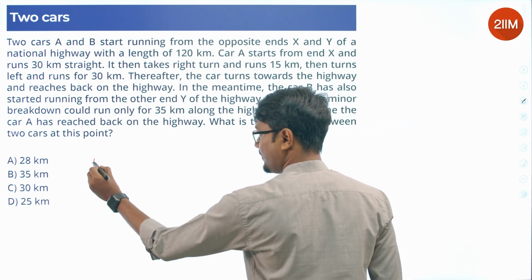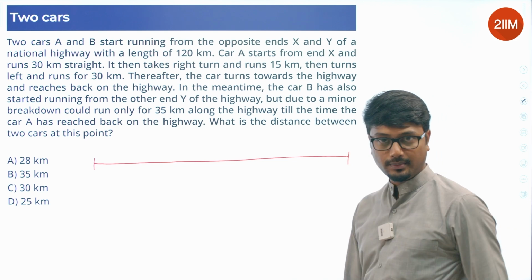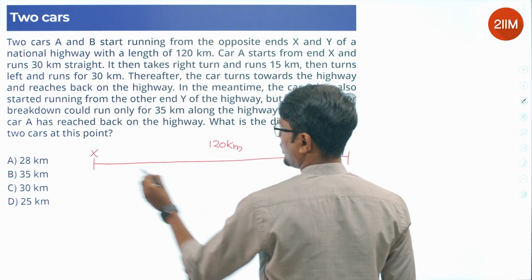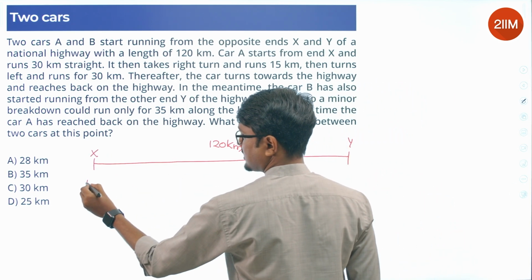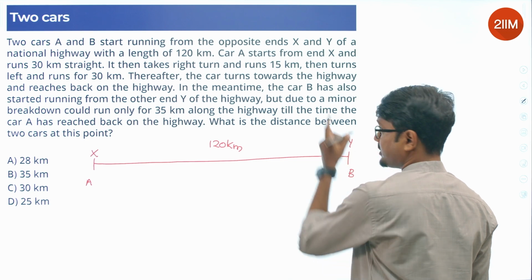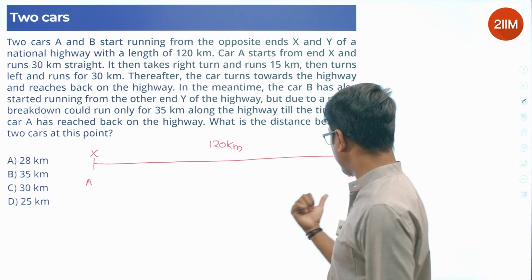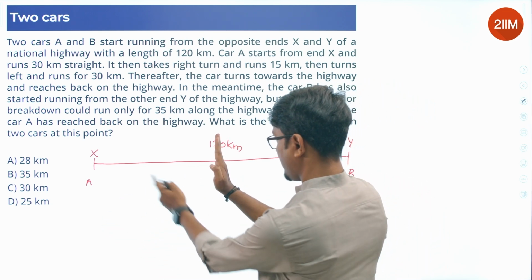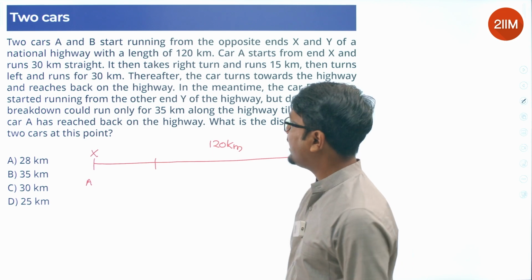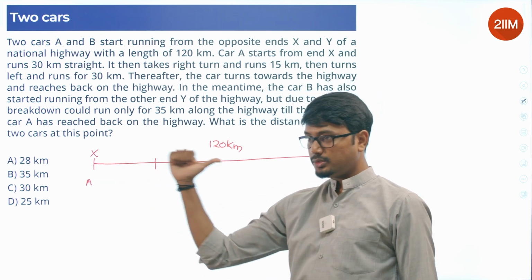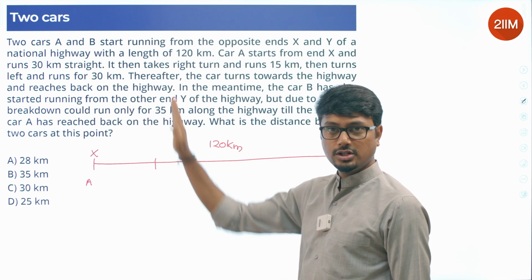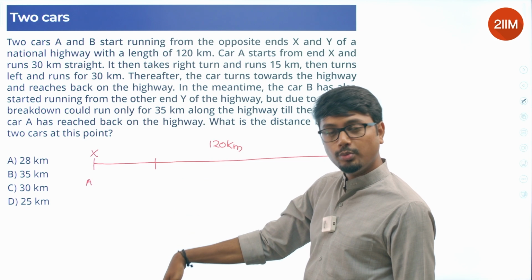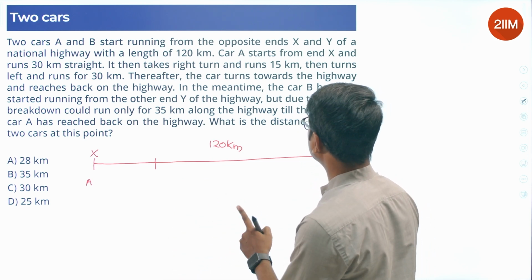Okay, so let's say this is 120 km, and this should be point X, point Y. Let's imagine car A, car B here. As per the data given, car A started from point X, car B started from point Y. So car A runs for 30 kilometers, somewhere here, and turned right. So when the car moves this way, towards east, let's imagine, towards north will be left, towards south would be right.